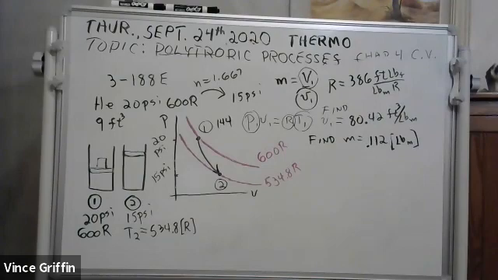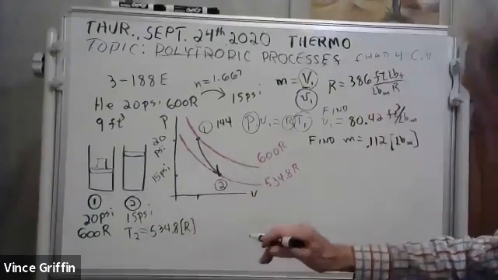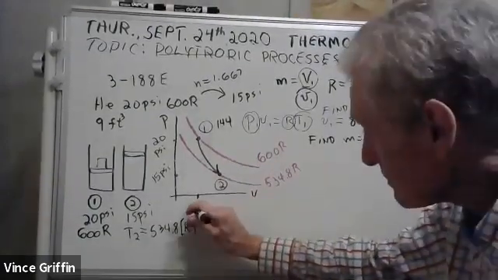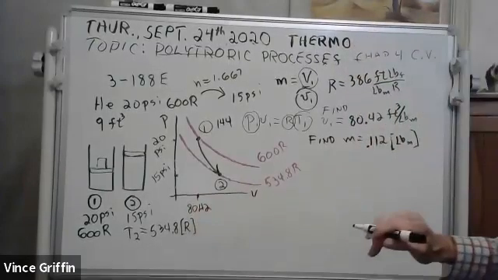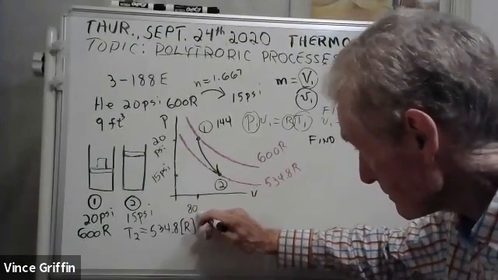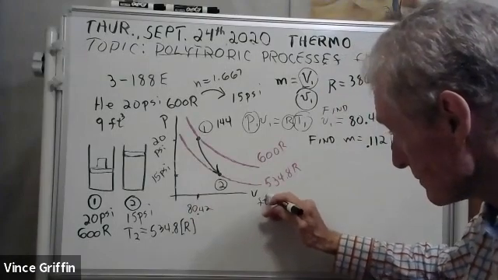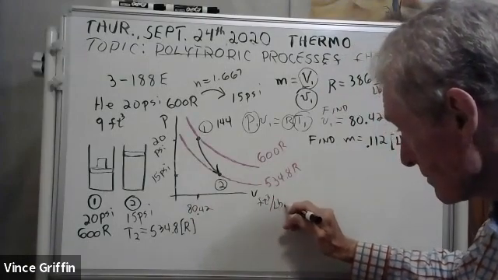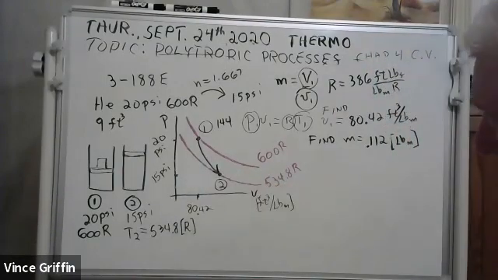Well, we got the mass. We got the specific volume at state one. Hey, look, you could even put that on here. See? This here is 80.42. Is that what we said? 80.42. And see, these are cubic feet per pound mass. So you can put a lot of information on a PV diagram. Okay, well, great.